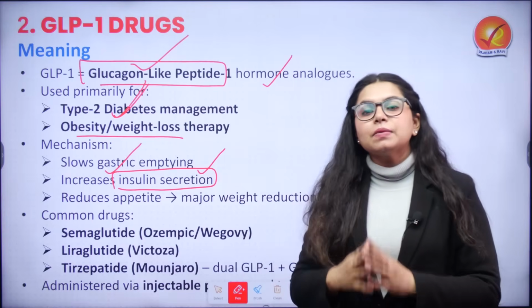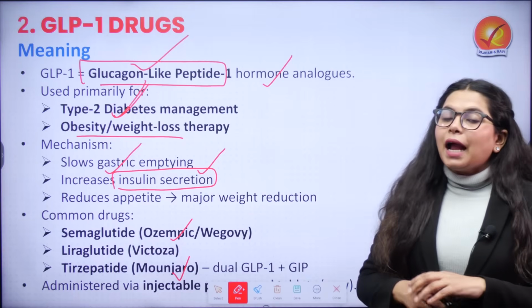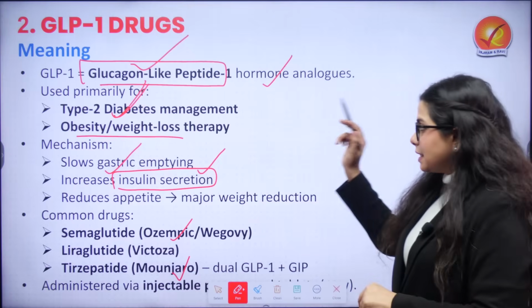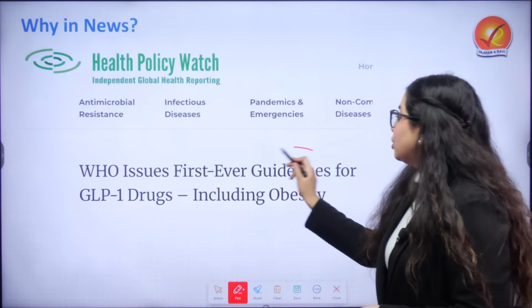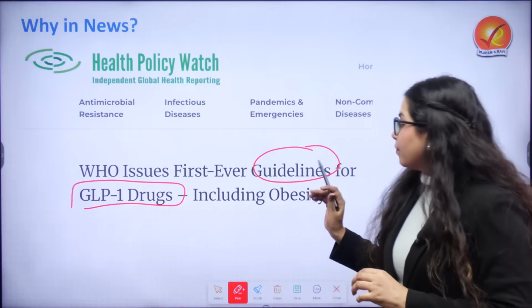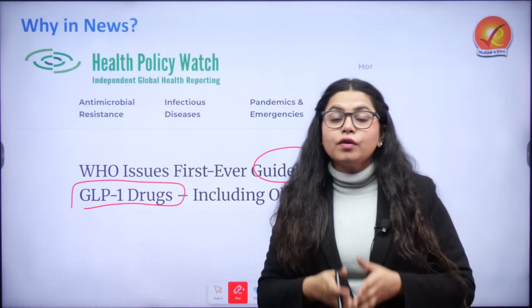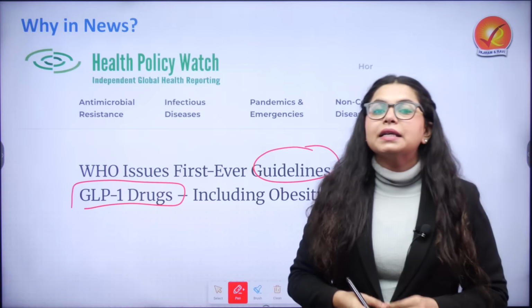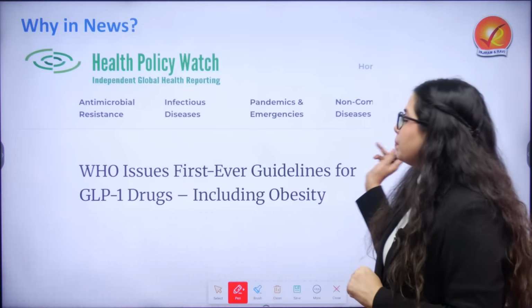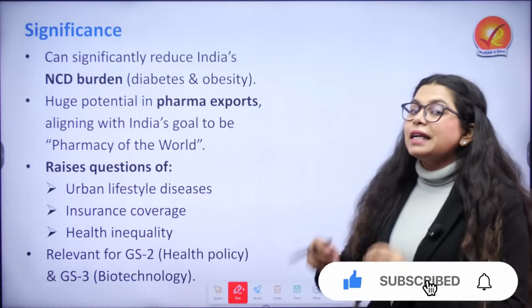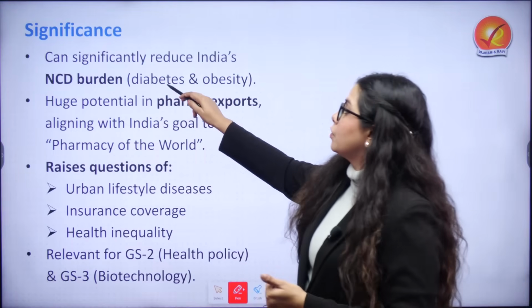Now, this particular common drug has been commonly used in Ozempic, Mounjaro, and all of these are weight loss drugs that we have seen, and they are used in an injectable manner. The reason GLP-1 drugs are in news is because WHO has issued the first ever guidelines related to GLP-1 drugs, specifically when we are talking about the GLP-1 drugs related to obesity, because there were no proper guidelines as of now at the global level, and with the recent uprise in the usage of Ozempic, Mounjaro, all of these were raising concerns. Now, if we talk about the significance of particularly GLP-1 drugs, they can be significantly effective in India's health infrastructure to reduce the non-communicable disease burden that we get to see, especially in terms of diabetes and obesity.